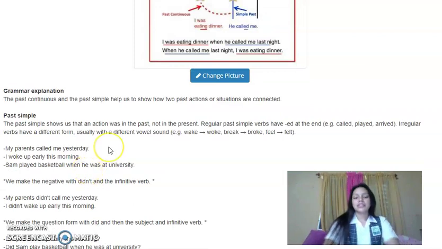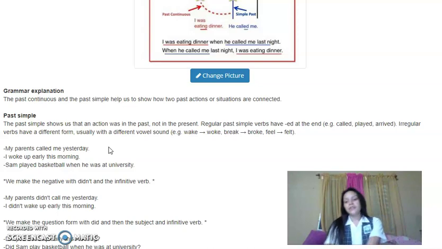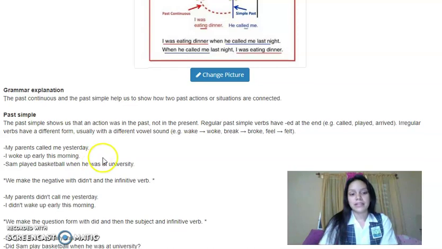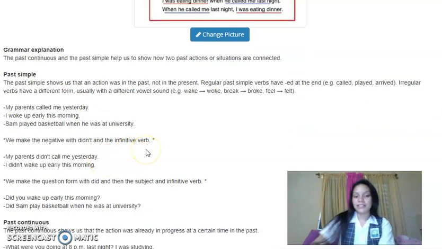The simple past shows us that an action was in the past, not in the present. We use irregular verbs or regular verbs. For example, my parents called me yesterday. I woke up early this morning. Sam played basketball when he was at university.